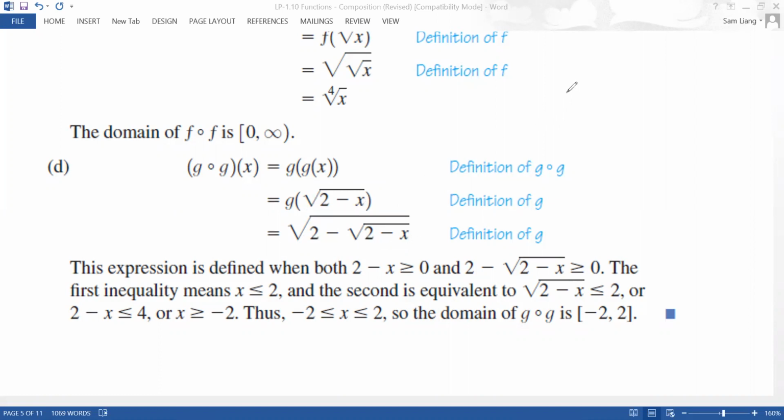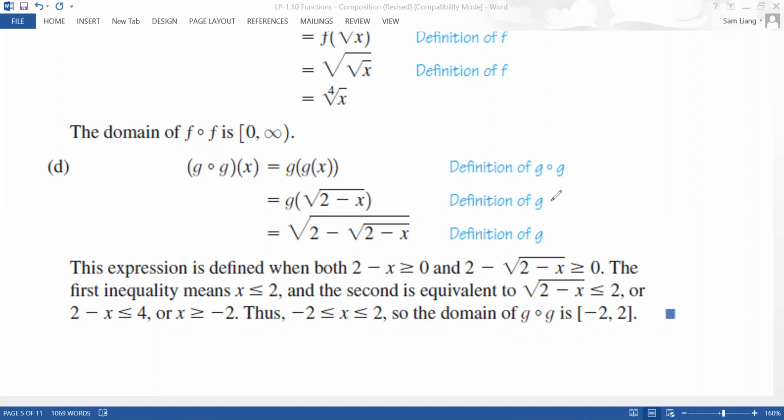And then for the domain, this expression is defined when both 2 minus x is greater than or equal to 0, right? That's that inner function here. And the radicand, so this radicand has to be greater than or equal to 0, right? I'm just going to circle it. That has to be greater than or equal to 0, okay? And this has to be greater than or equal to 0.